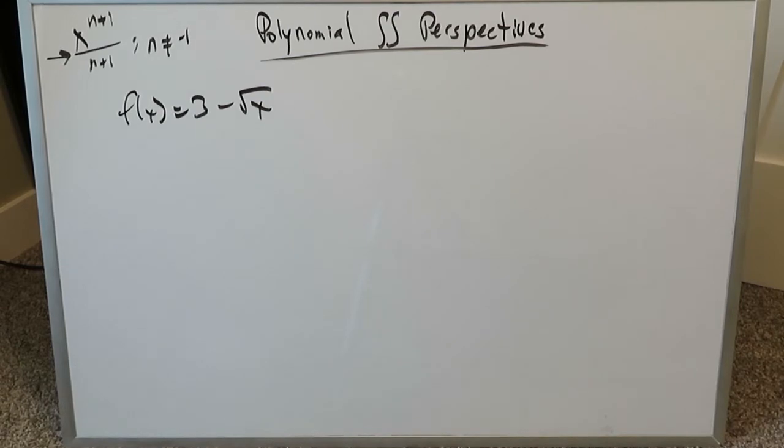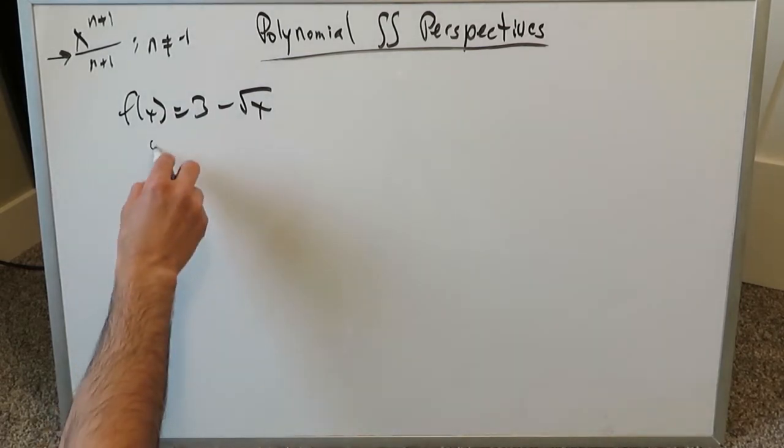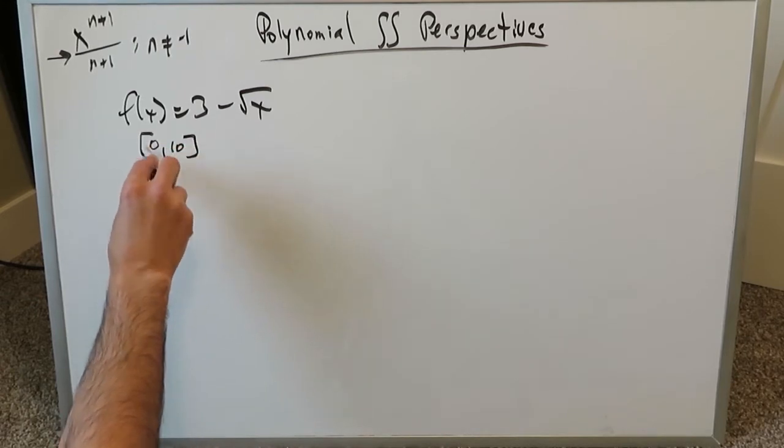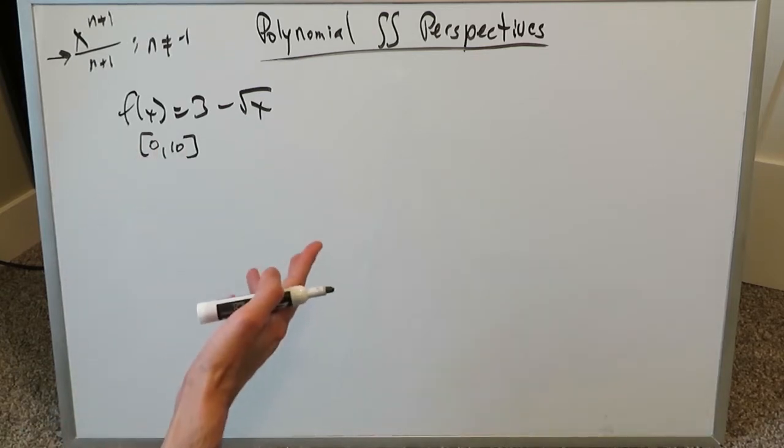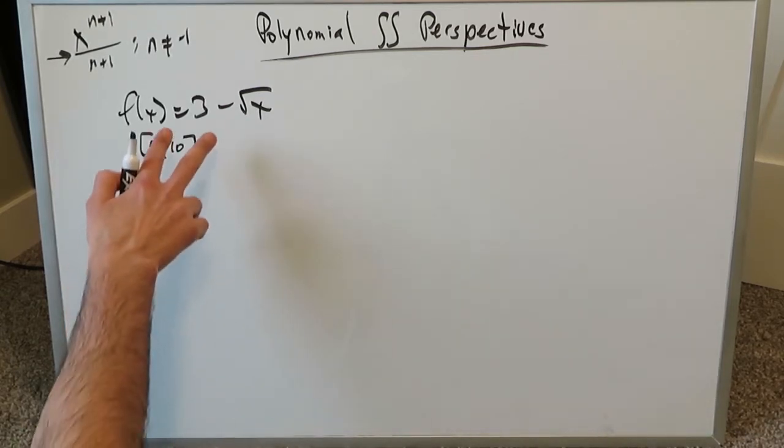Let's look at this question. We have f of x is equal to 3 minus root x, and we would want to look at this again from an interval. Let's just keep it a uniform interval 0 up to 10. How would you go about interpreting this in terms of integration? You'd basically have to do the integration technique that you now know for polynomials for this.